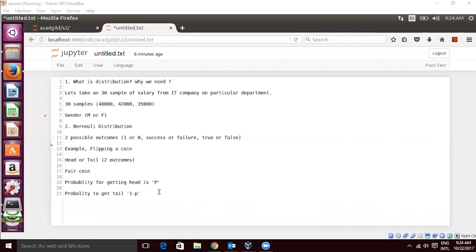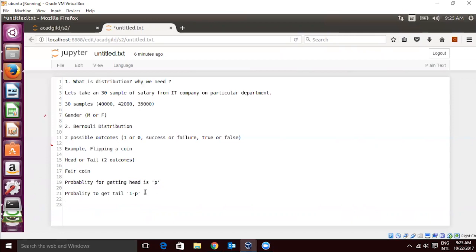Simple. In the first session we discussed two kinds of variables: discrete variables and continuous variables. Within discrete variables there are two flavors, nominal and ordinal. Within continuous there are two flavors as well. We have seen that as of now, so let's not worry about it. Let's make it small p.